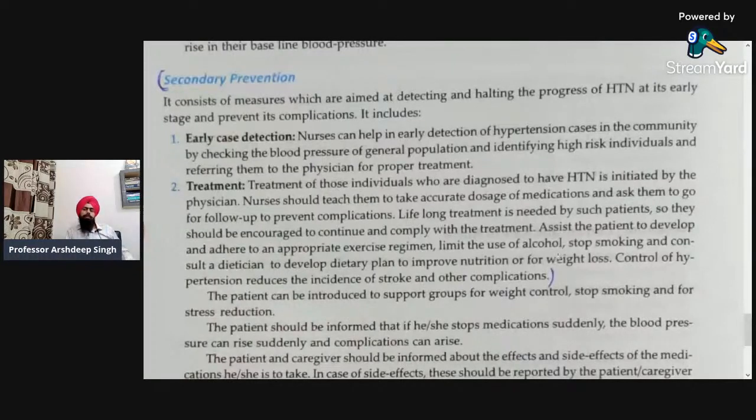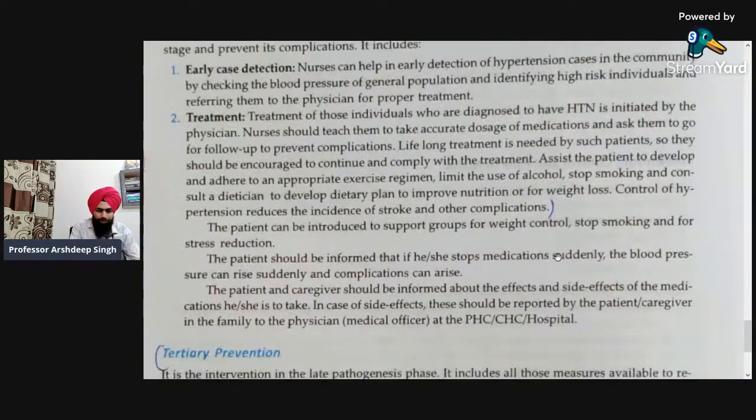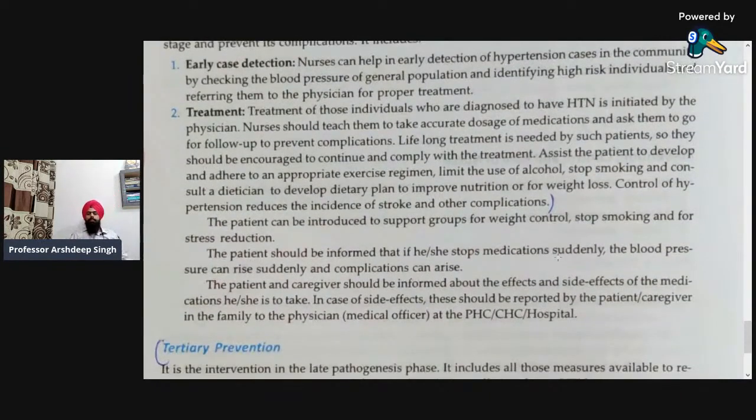If we find that the blood pressure of that specific person is in the high range and that person is at risk of having hypertension, or is in the prehypertensive phase, then we should immediately refer that person to the physician. Next is the treatment. Treatment of those individuals who are diagnosed with hypertension is initiated by the physician. Nurses should teach them to take accurate dosage of medication. The treatment should be initiated immediately, and dosage should be managed by the nurses. Follow-up should be done, and lifelong treatment is needed by such patients, so they should be encouraged to continue and comply with the treatment.